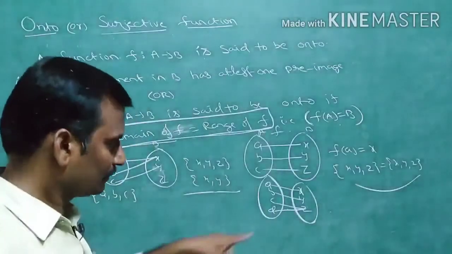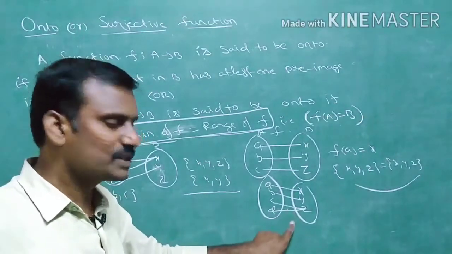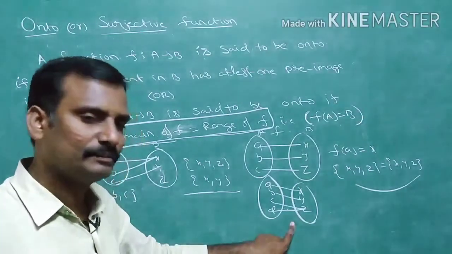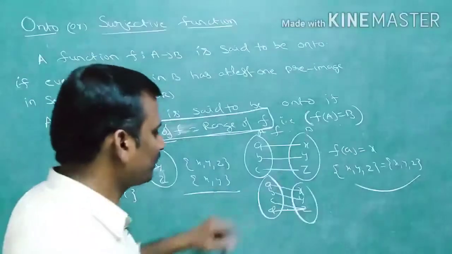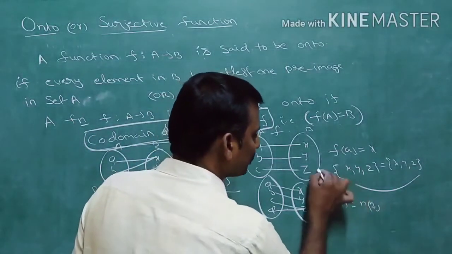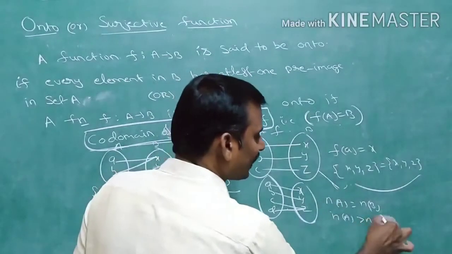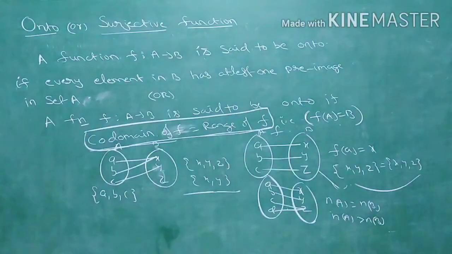Now, this one is the onto function. Here n of A equals n of B. Here n of A is greater than n of B.